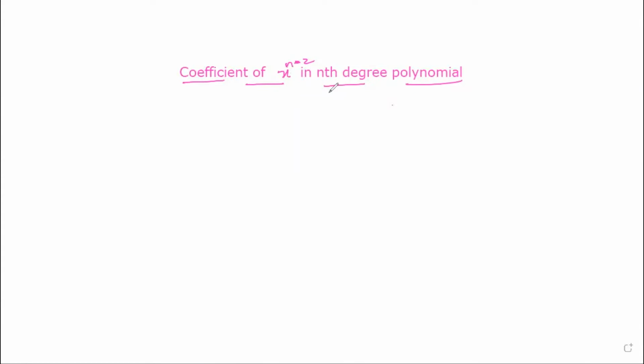Coefficient of x^(n-2) in an nth degree polynomial. Let's see how we can find this using a simple example in the beginning. Let's say we need to find the coefficient of x to the power of 8 in the polynomial which is expressed in the form of factors (x - 1)(x - 2)(x - 3) till (x - 10).